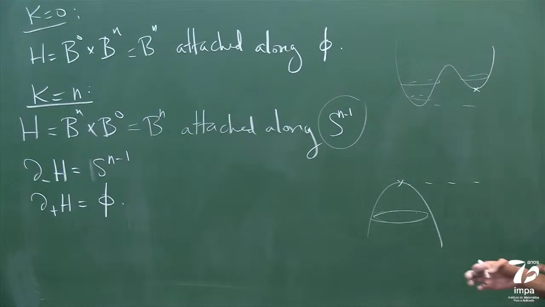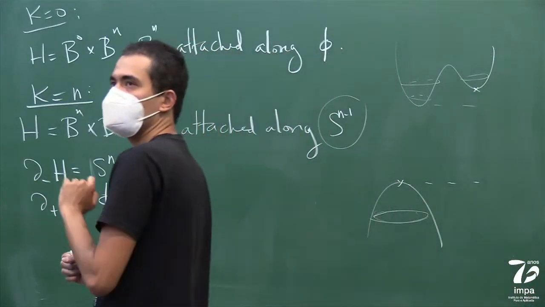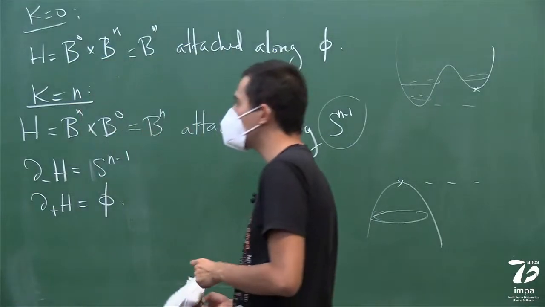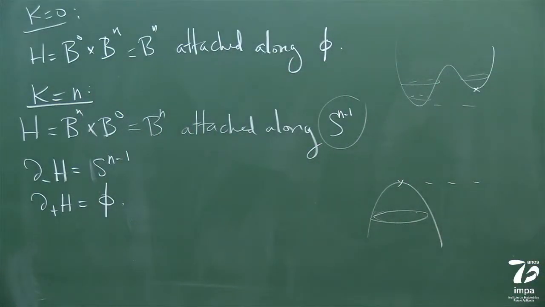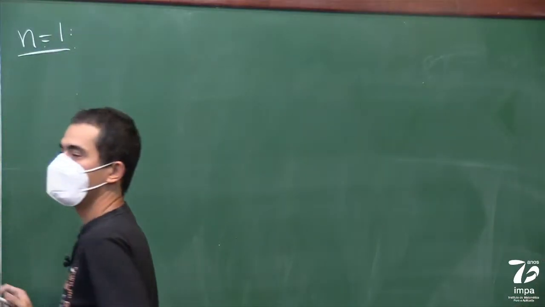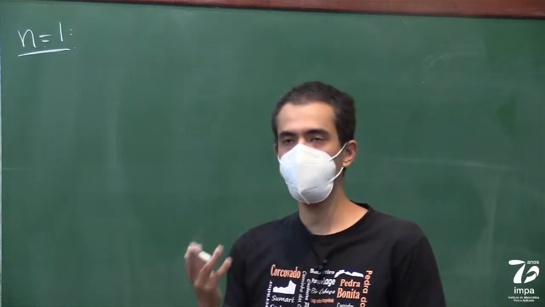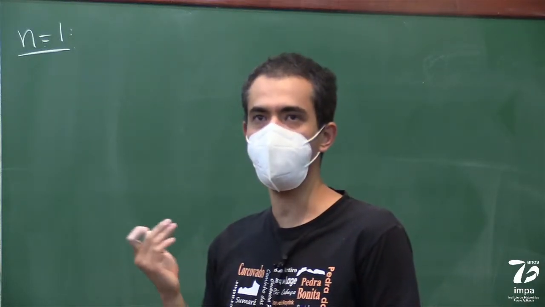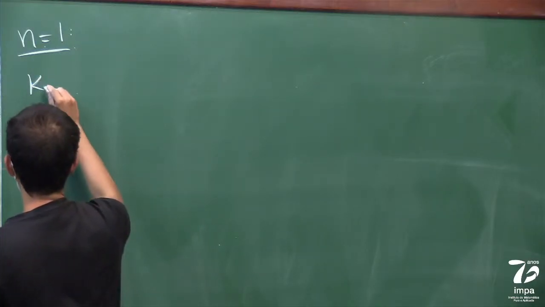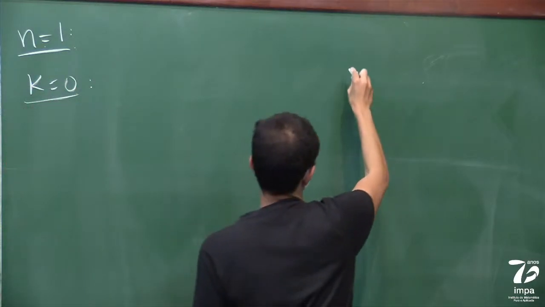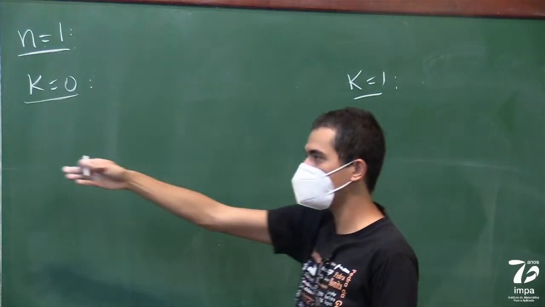But now what I want to do is look at low dimensions, n equals 1, 2, 3, etc. Of course, n equals 0 is too trivial to even talk about. So let's start with n equals 1. For n equals 0, we don't really need Morse functions. But n equals 1 is already kind of interesting. For n equals 1, we have two kinds of handles: 0 handles and 1 handles. So we can have k equals 0 and k equals 1. And I guess we already considered these two here.